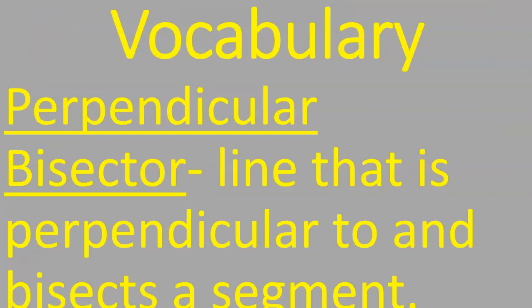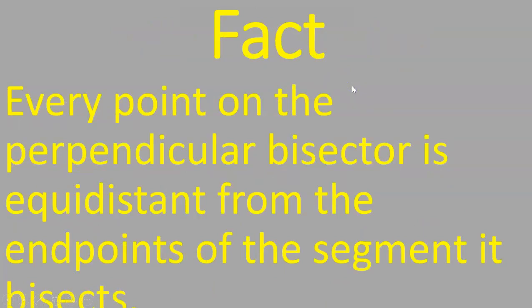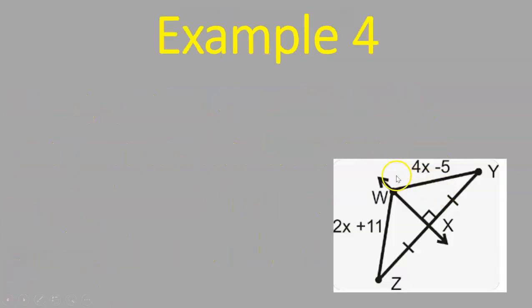Perpendicular bisector is a line that is perpendicular to and bisects a segment. A fact is every point on the perpendicular bisector is equidistant from the endpoints of the segment it bisects. So here's an example of a perpendicular bisector. We know that line WX bisects and is perpendicular to YZ based on the markings. You can see the perpendicular mark, and you can see the congruent marks here. It can be shown pretty easily with a side angle side pattern that all the corresponding parts must be equal. Therefore, these distances, WZ and WY, are the same.